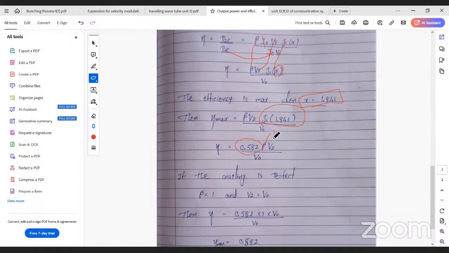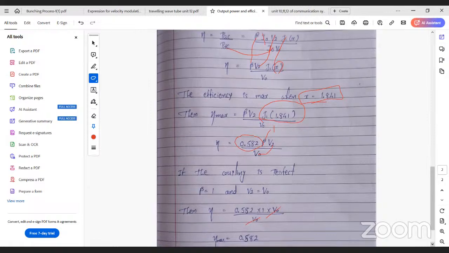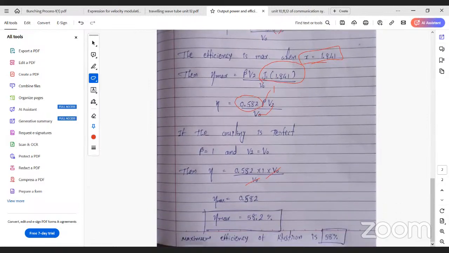What is the value of beta? Beta is 1, and I am treating V naught equal to V2. Then both will cancel. Beta equal to 1. Then we will get efficiency eta equal to how much? 58% efficiency we have using the klystron. In the two-cavity klystron, what efficiency are we getting? We are getting an efficiency of 58%.